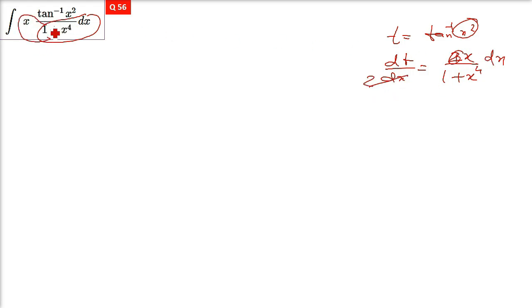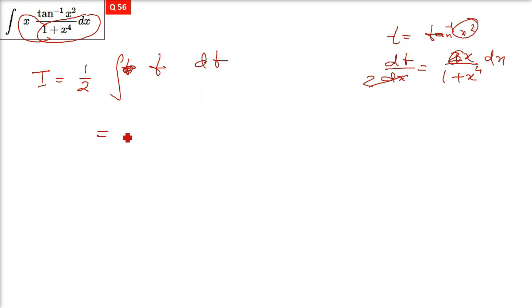take on the left hand side. So this will become what? X dx by 1 plus x to the power 4 is dt by 2. So this integration will become 1 by 2 integration dt, and what do you get? Tan inverse x square is already t, so it's just t square by 2. So t square by 4 it will be, 1 by 2 is already there with us.